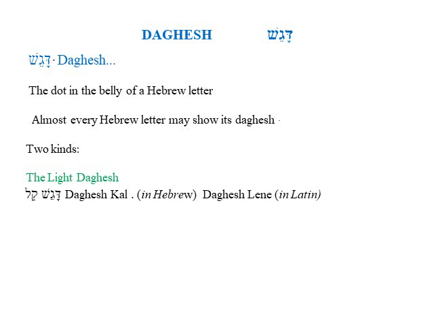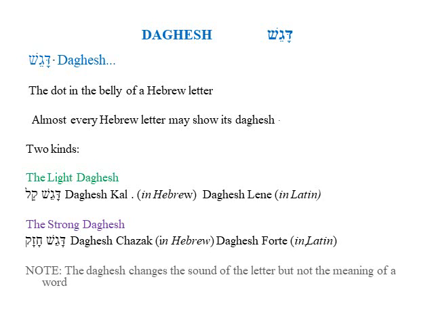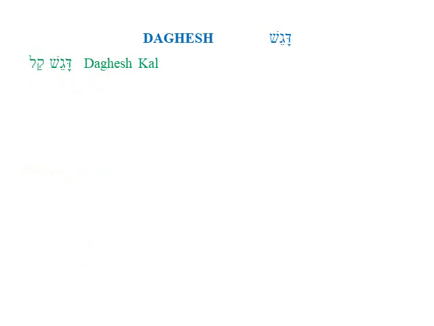There's so-called light Daghesh. In Hebrew, it is called the Daghesh Kal, and for academics, it's called Daghesh Lene in Latin. The other Daghesh, obviously, if not the light Daghesh, is the strong Daghesh, the Daghesh Chazak in Hebrew, and in Latin, for academics, Daghesh Forte. You'll notice, however, that the Daghesh may change the sound of the letter, but in no case does it change the meaning of the word. Let's go take a look at the Daghesh Kal.